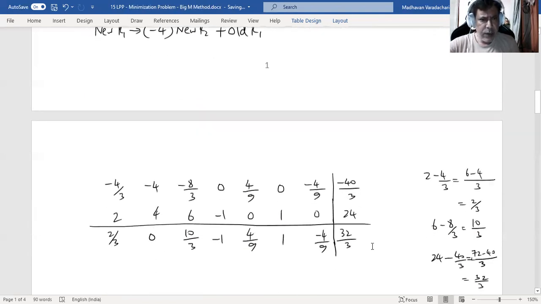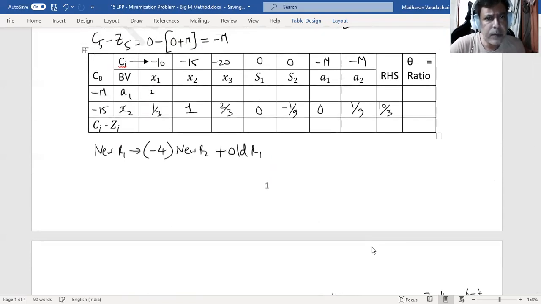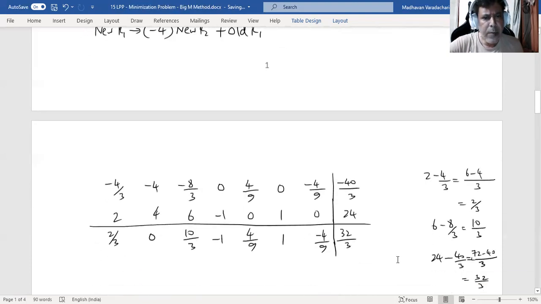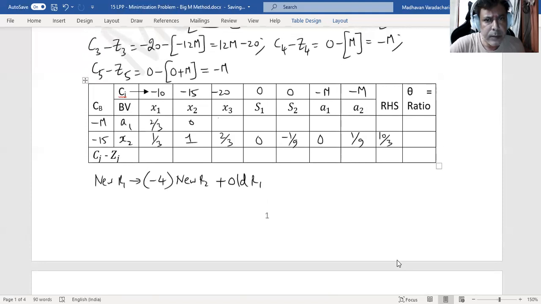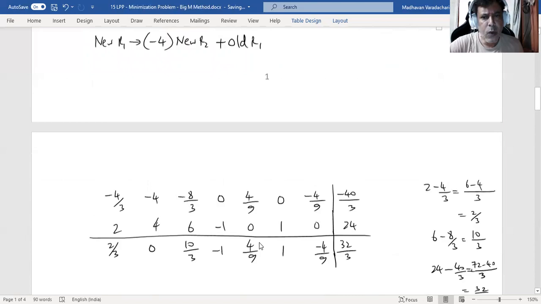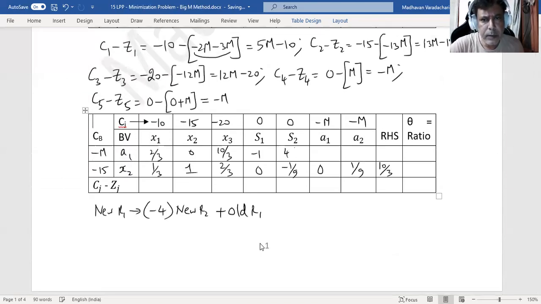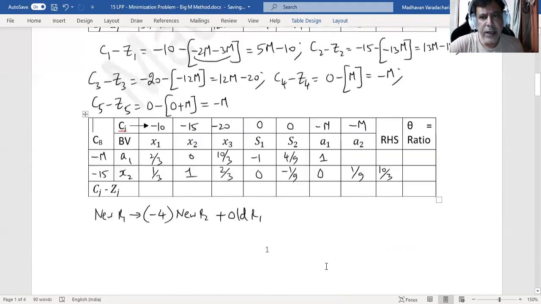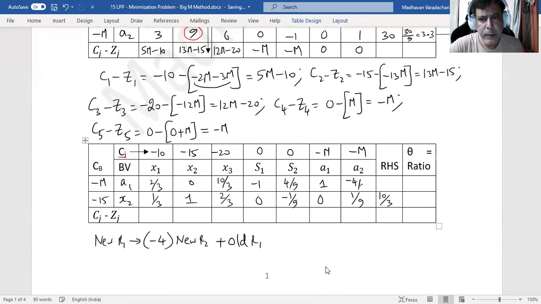First one is 2 by 3, 0. Then 10 by 3, minus 1. And then 4 by 9, 1. And then minus 4 by 9, 32 by 3. Let me check once. 2 by 3, 0. 10 by 3, minus 1. 4 by 9, 1, minus 4 by 9, 32 by 3.